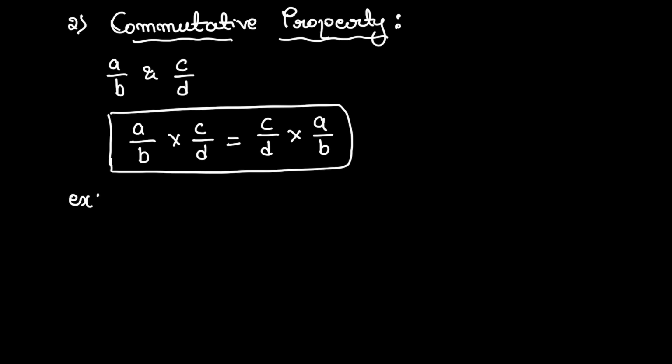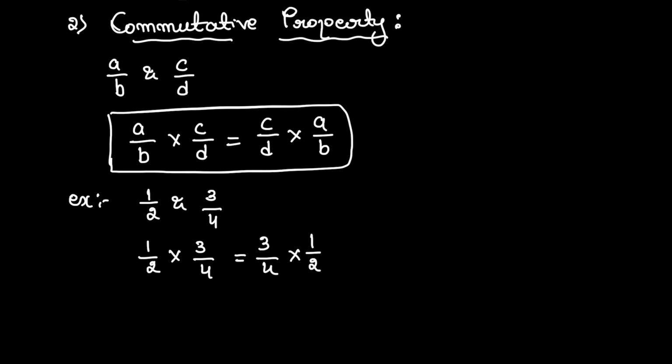Let us take a few examples. 1 by 2 and I'll take 3 by 4. So A by B represents 1 by 2, C by D represents 3 by 4. Let's substitute 1 by 2 into 3 by 4, and in the right hand side 3 by 4 into 1 by 2. Let's multiply numerator with numerator, denominator with denominator. 3 by 8. Here also 3 by 8. So LHS is equal to RHS.